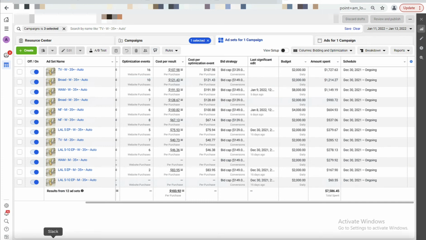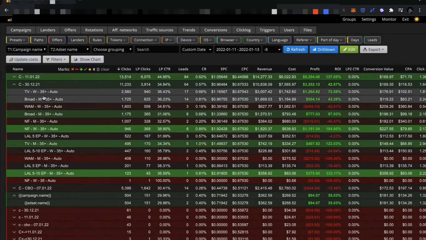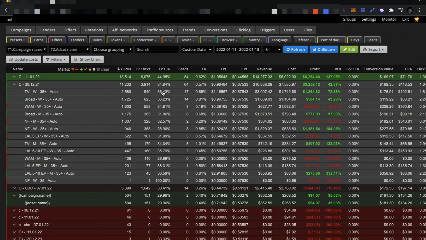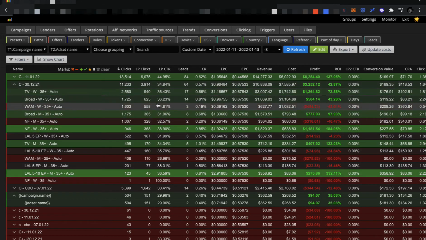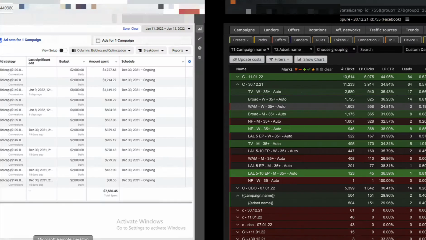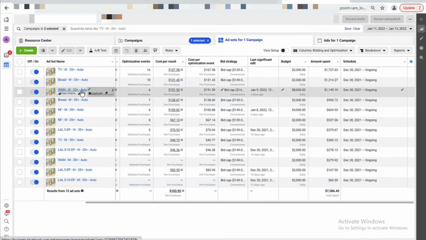Okay, so back to the tracker. 12.14. Couple dollars out. 40%. Probably around 35%, 40%. Still happy, or it's not amazing, but it's within our KPIs. We want to be over 30%, so that'll do. WAM Women is 627. So 627 for WAM Women.